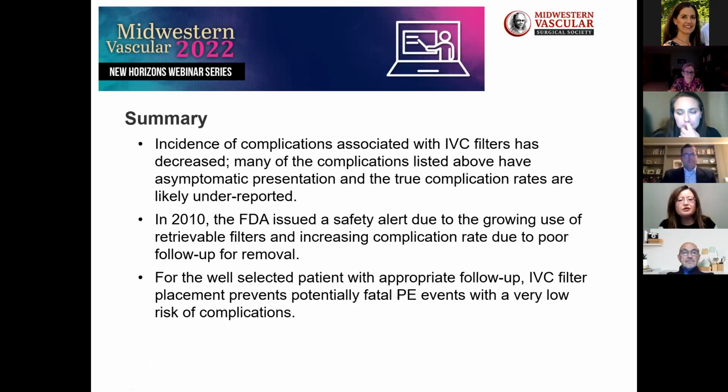So in summary, the incidence of complications associated with filters has decreased. However, many of the complications listed may be symptomatic, so it may be underreported. In 2010 and 2012, actually, the FDA issued a strong safety alert to say, please, please, please remove these filters as soon as you can. The longer the dwell time, the harder it is to remove, but we can do it. It increases the complication rate.